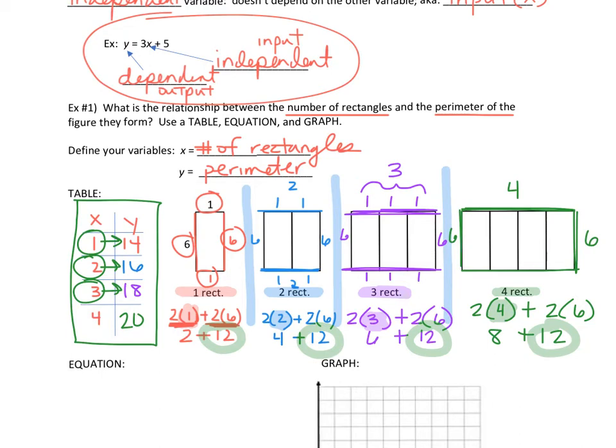So, all that to say, our equation is really just saying 2, oops, not with a highlighter. Let's get a pen out. 2 times the number of rectangles, right? 1 rectangle, 2 rectangles, 3 rectangles, 4 rectangles. So 2 times the number of rectangles, 2 times x, plus what? What did we add every time? 12. Okay? That is your equation.